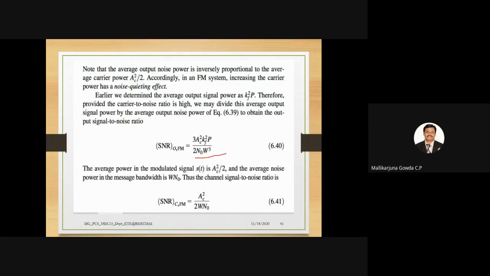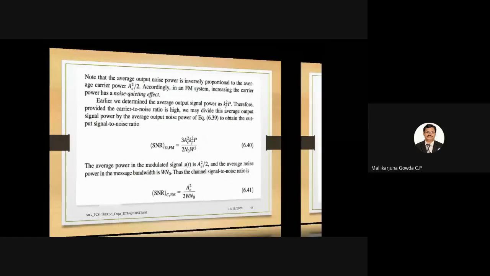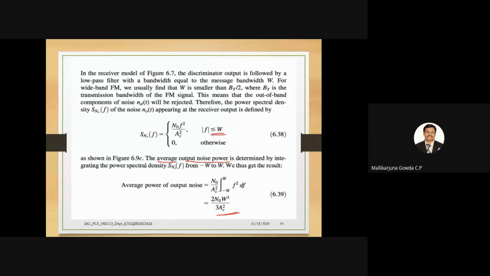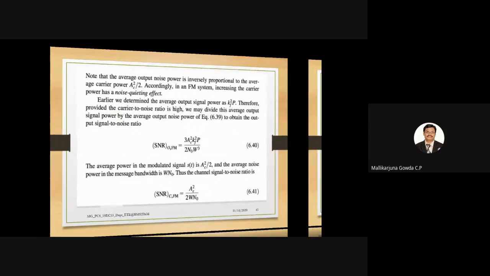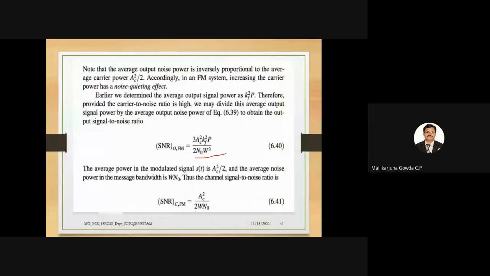Yes, you understood how we get this equation, the output SNR. It is the ratio of what? The average power of the message signal, that is K_f squared P. Then, as I said, the average noise power will be 2N0 W cubed divided by 3A_c squared, right? So if I substitute that, I will be getting this output SNR.